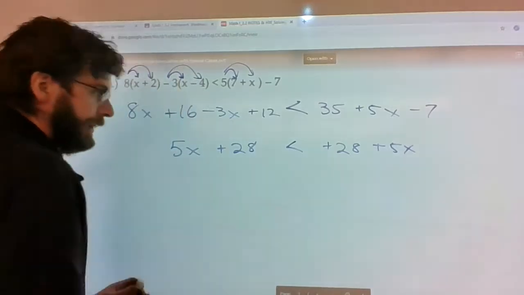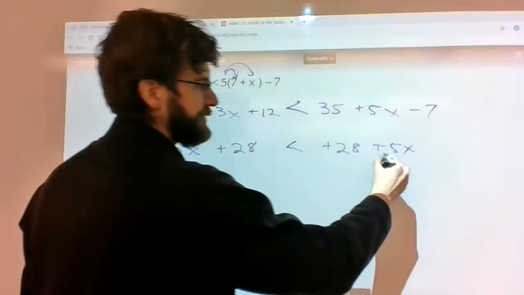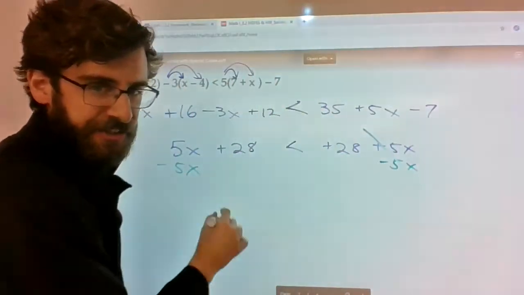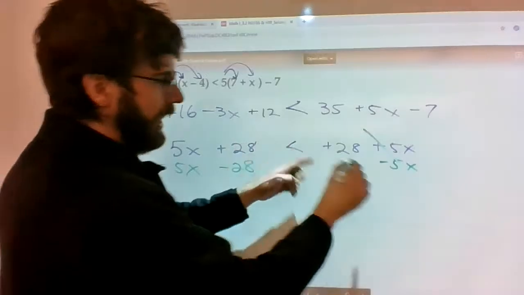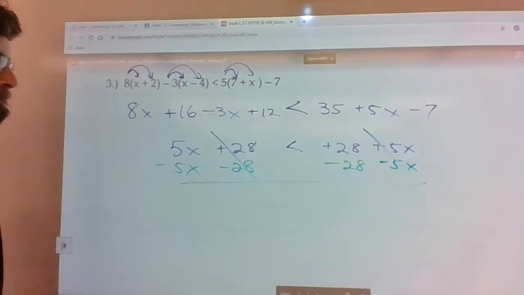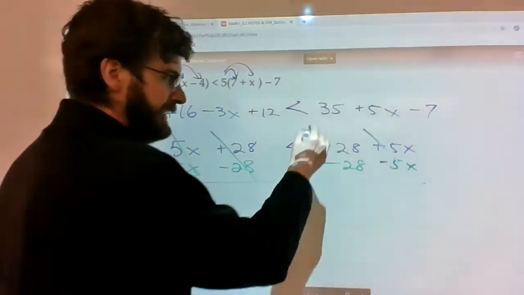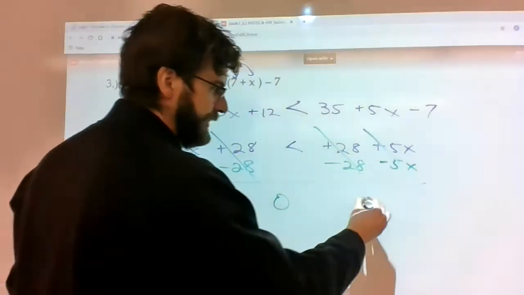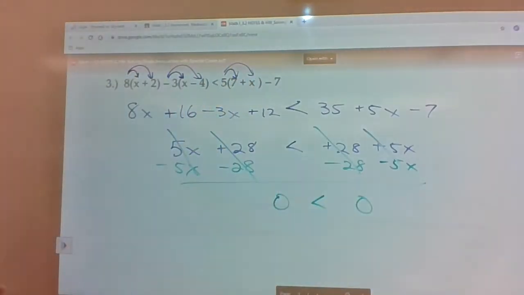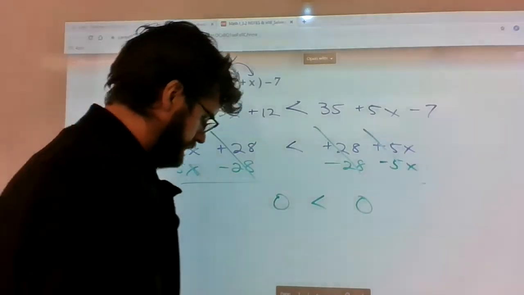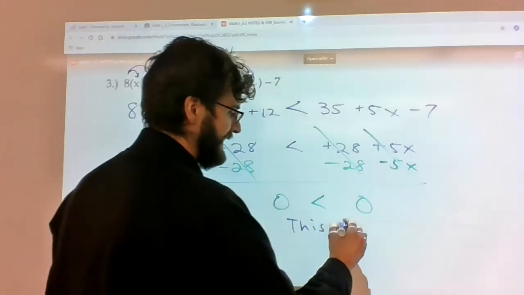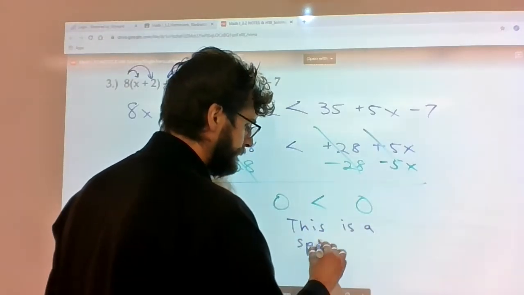Now this is normally where I would move the x's to the left, so minus 5x here, minus 5x here, to cancel it on the right-hand side. Then I move my constants to the right. So I canceled on the right, so I now cancel on the left. But that cancels again. 0 on the left, 0 on the right. Didn't divide by a negative, so it's still less than. The x's dropped out. This is a special case.